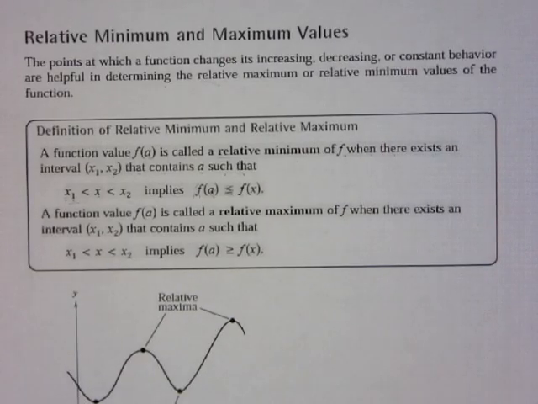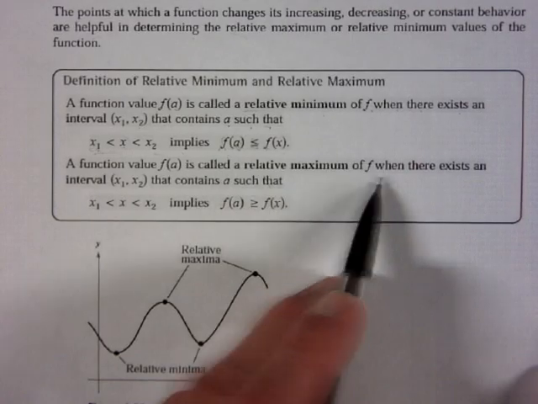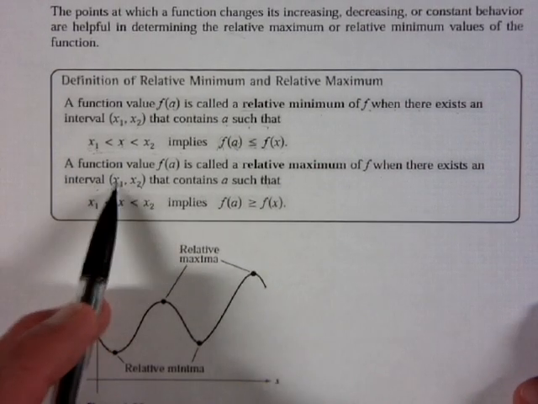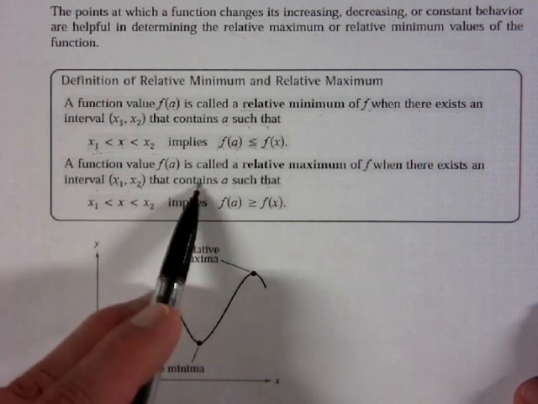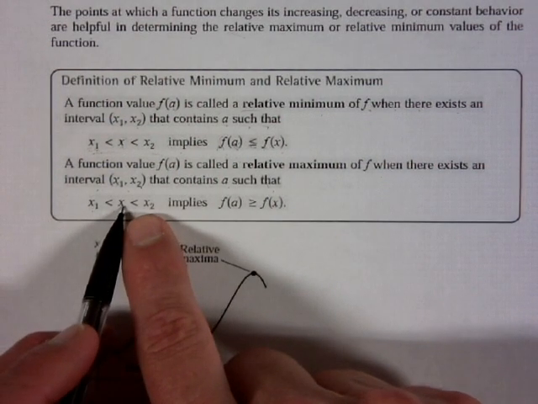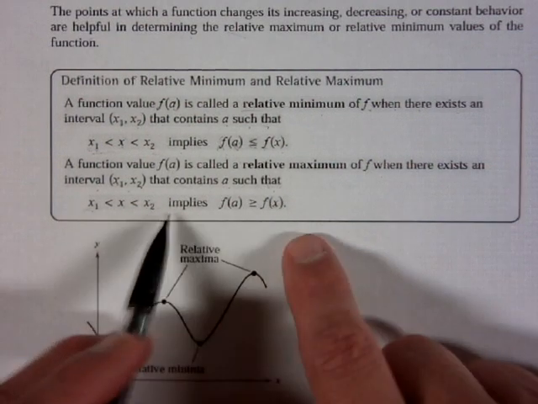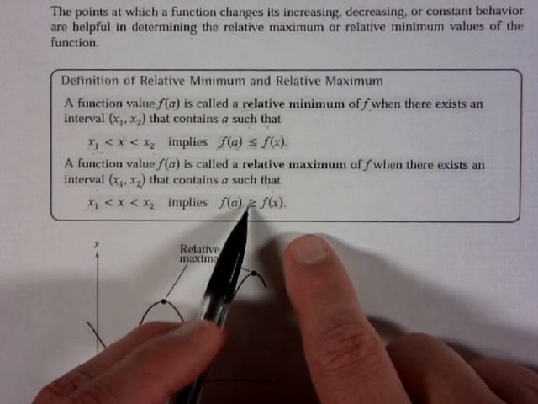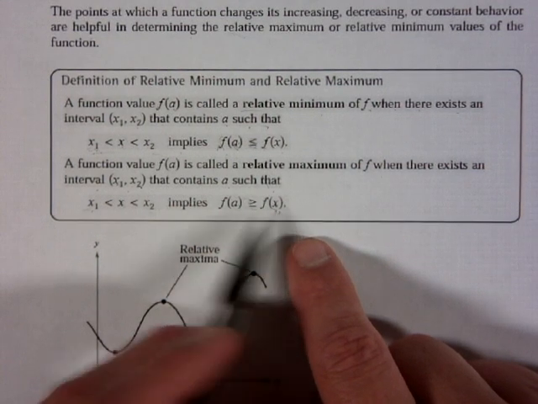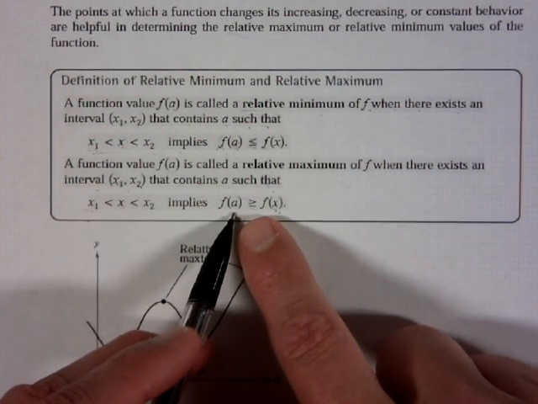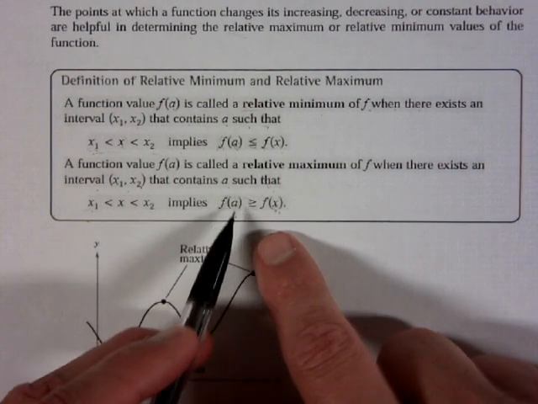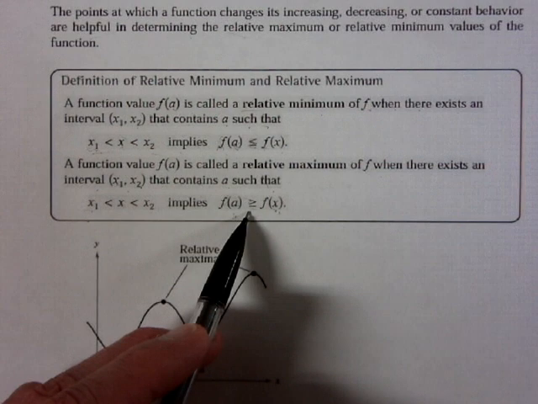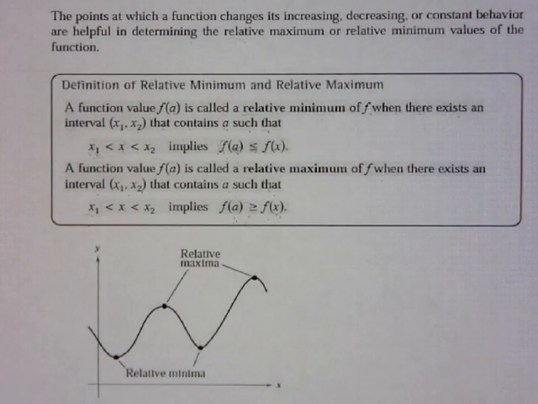And likewise, for a relative maximum, it's just kind of reversed. On the interval x1 to x2 that contains a, such that for any x that you pick on that interval, it implies that f of a has got to be greater than or equal to any other value you can put in on that interval. So basically, whatever you're picking for your max has got to be greater than or equal to anything else you can put in for the function. Otherwise, it's not a maximum. And minimum likewise. It's got to be less than or equal to any other value that you can put in for that interval to the function.